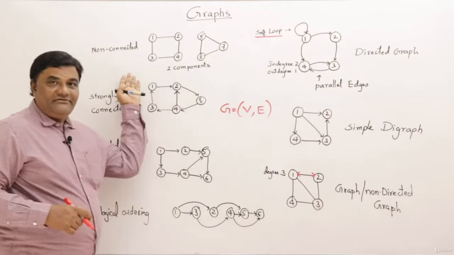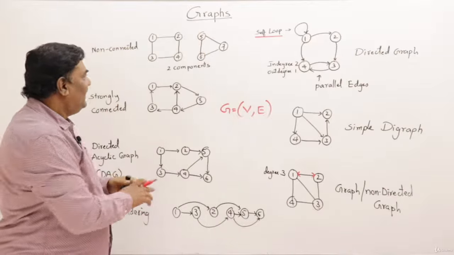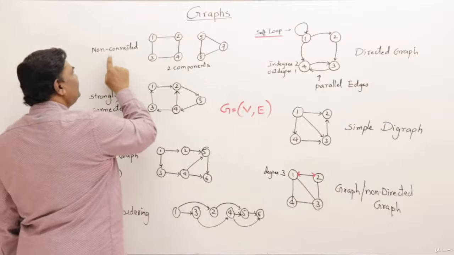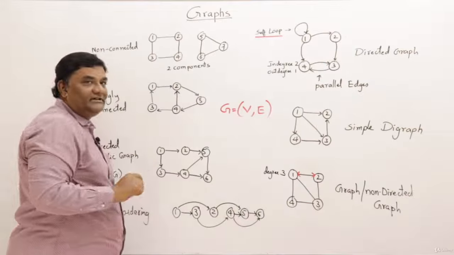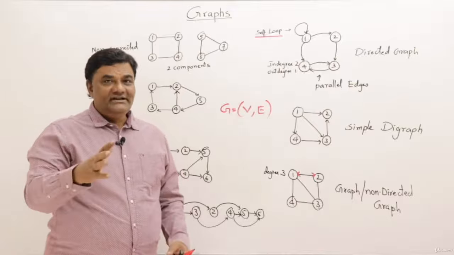Then coming to this graph. See, here I have a graph of 7 vertices. And there are two pieces of this graph. There are two components. So this is a non-connected graph. It's not connected. There is more than one piece, more than one component, so they are not connected.